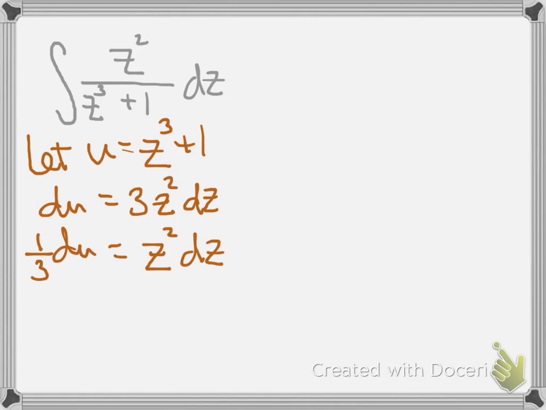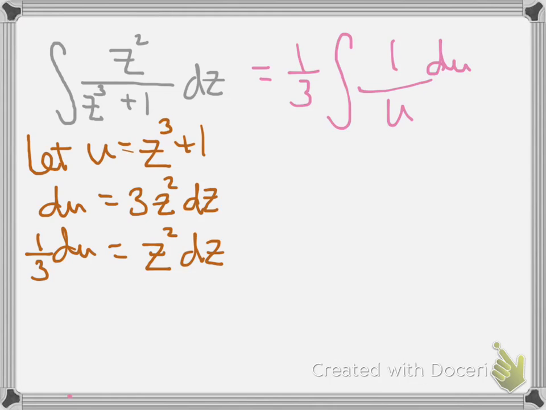Now I can start making the substitution, and this becomes 1/3 the integral. The z squared dz was the 1/3 du, so I'm just going to put 1 over du. You can put the du in place of the 1. I just like to write it separately myself. And then down here we have u.